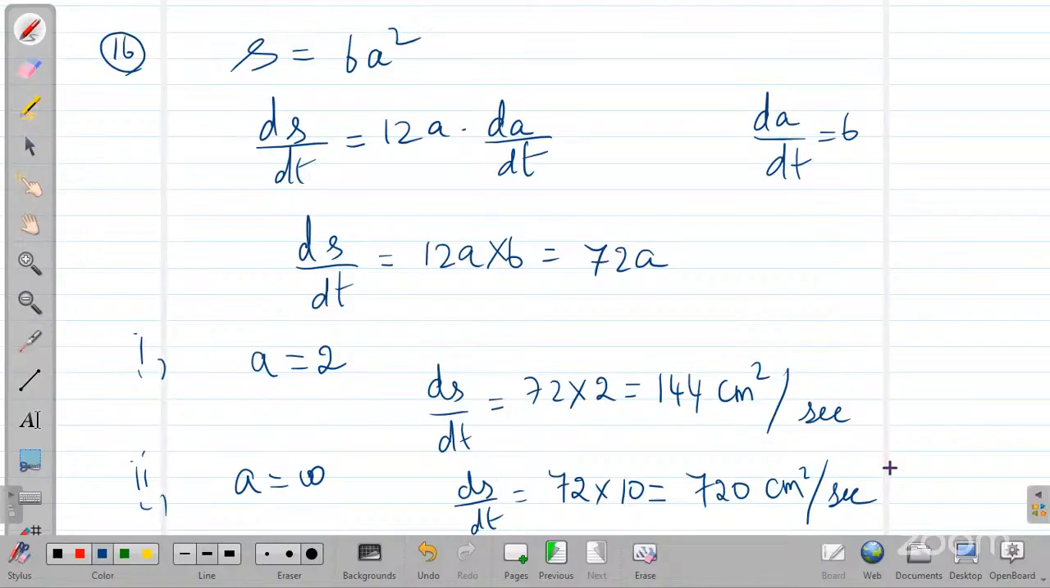You'll be able to see, as we have a is 2 centimeters, the surface area is increasing at the rate of 140 centimeter square per second at that moment because it changes. There will be a change in the surface area. And when the a becomes 10, you see the surface area change becomes 720 centimeters square per second.